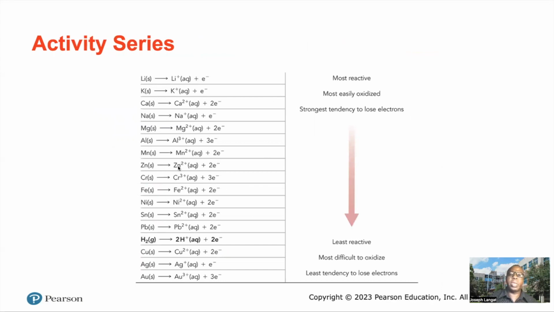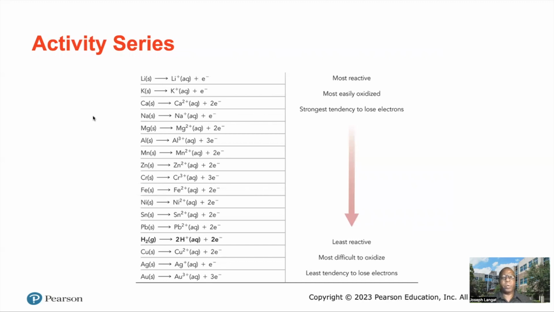This chart right here is called the activity series. An activity series is a list of a few selected elements on the periodic table, not all the elements, but a few selected metals, plus hydrogen. There is hydrogen here, so not all of them are metals. They are listed from the most active to the least active, so from the most easily oxidized to the least oxidized. This table will not change.